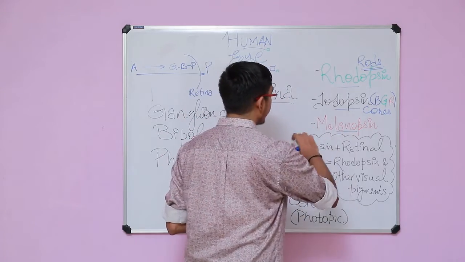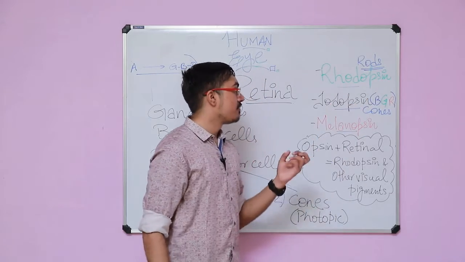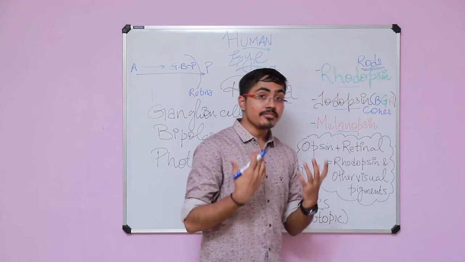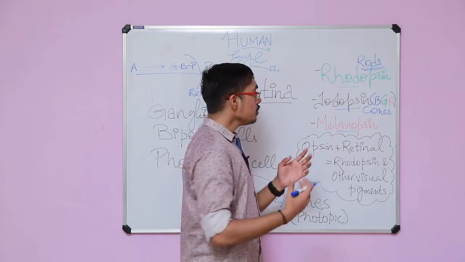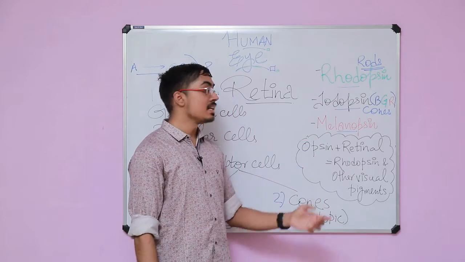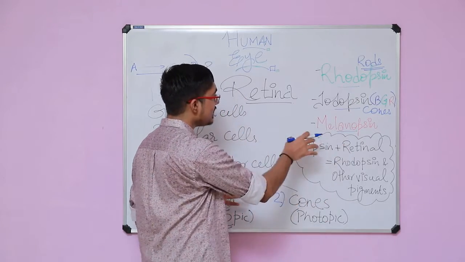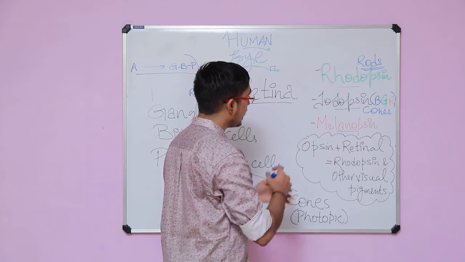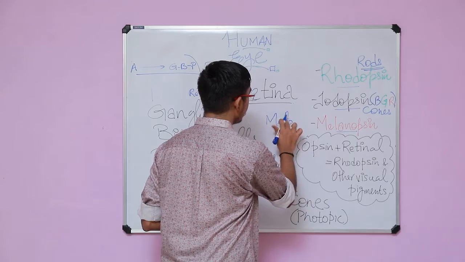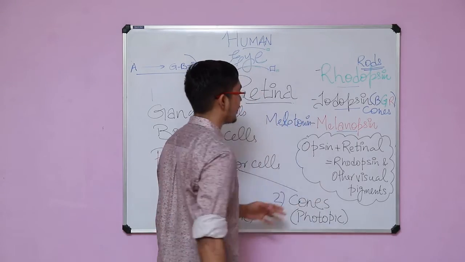And melanopsin is very different from rhodopsin and iodopsin. Rhodopsin is visual purple, iodopsin is visual violet, rhodopsin is present in rods, iodopsin is present in cones. But in certain other photoreceptor cells in the retina, you don't have rhodopsin and iodopsin. Instead, you have a third different pigment called melanopsin. Melanopsin is very easy to remember if you relate it to the word melatonin. Melatonin is the word to which you can link it, and you will get the function of melanopsin.